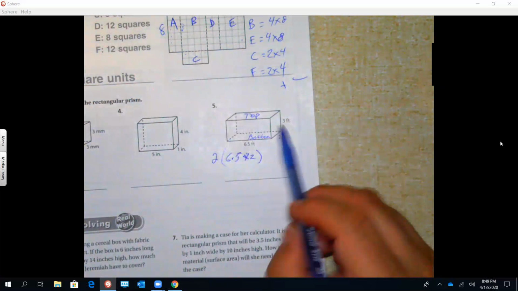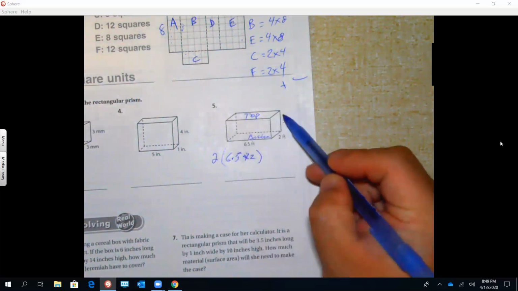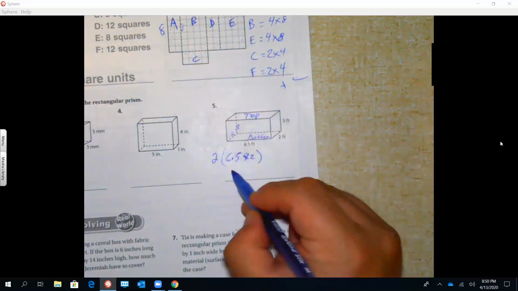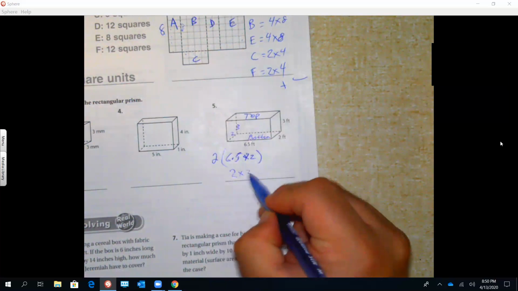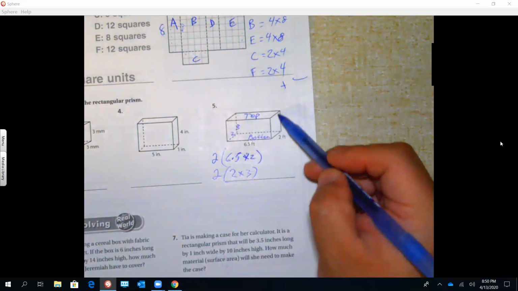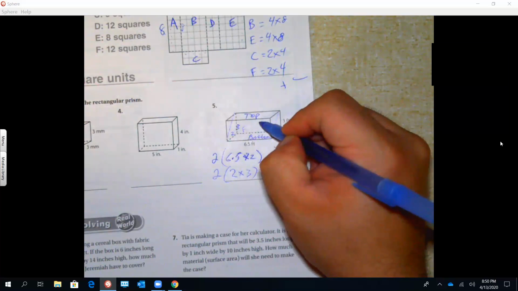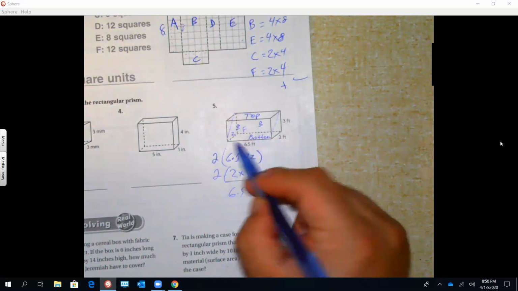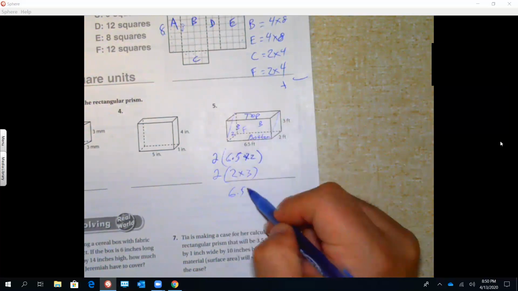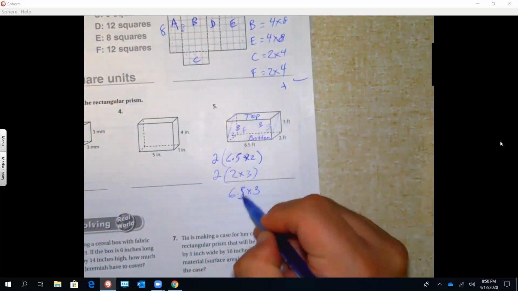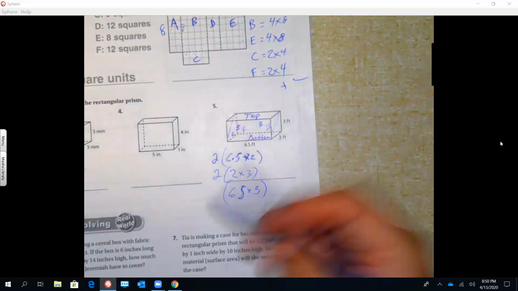Now let's get the 2 sides. It's a 3 by 2. This is also a 3 by 2. So 2 times 3, and there's 2 of them. And then we got this one done. Now we got the front. So we got your front and your back. So it's a 6.5 times 3. That's 3 right here. And so there's the front and back, there's 2 of them.